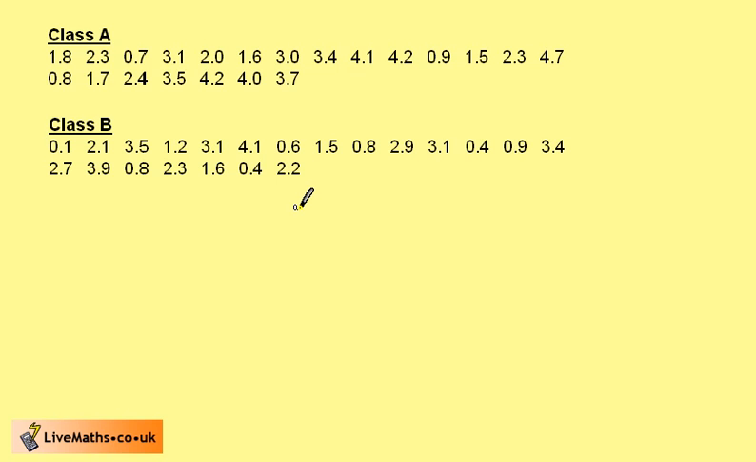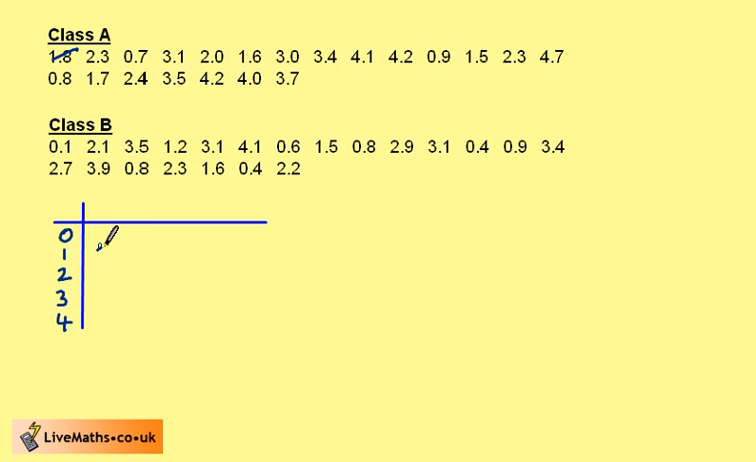Stem and leaf diagrams can be useful for comparisons between two sets. Suppose that this data is some sort of measurement taken on two classes of 15 pupils. What we're going to do is produce a stem and leaf for Class A. All of the data here either starts with a 0, a 1, a 2, a 3 or a 4.